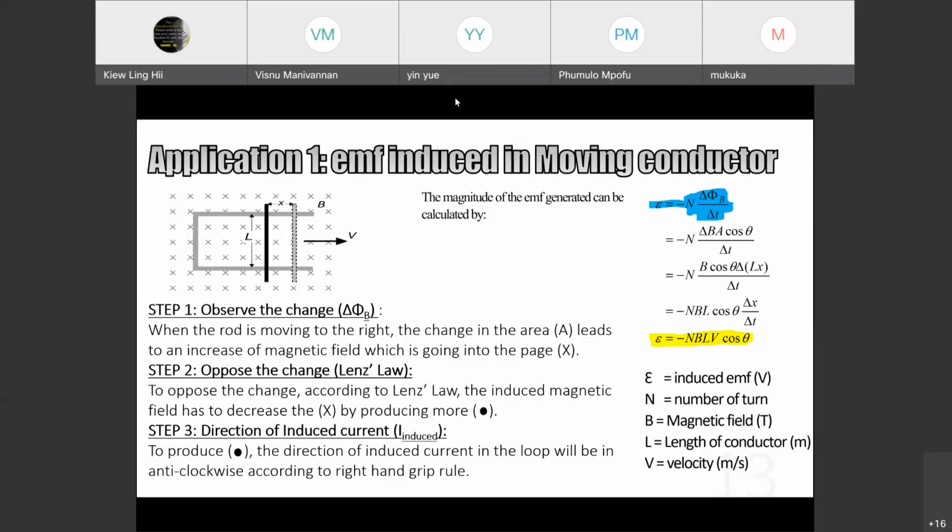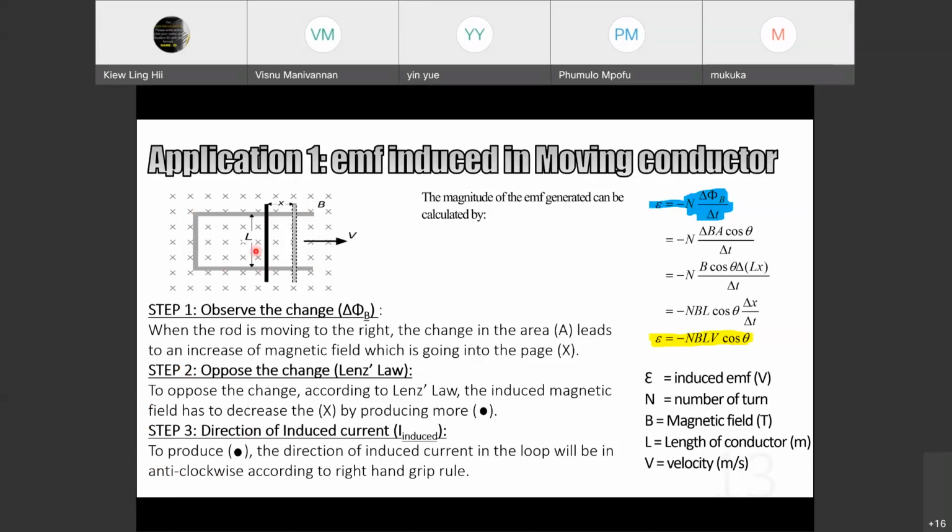Okay, welcome back. Now let's move on to our first application, which is a moving conductor. A moving conductor consists of a metal bar. You have a metal bar like this, and you place a moving rod here. This rod can move to the left or to the right.